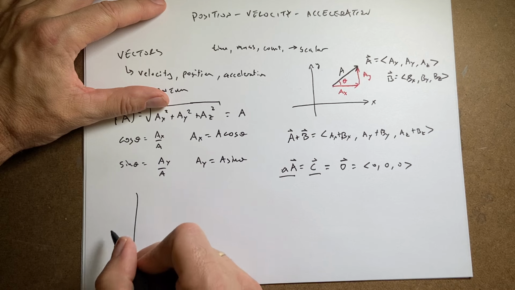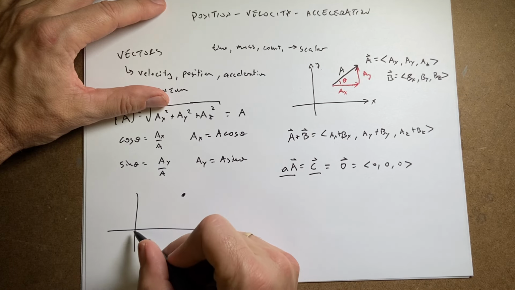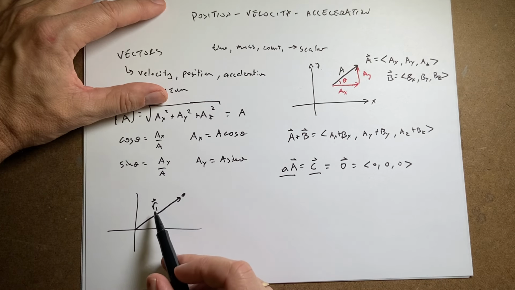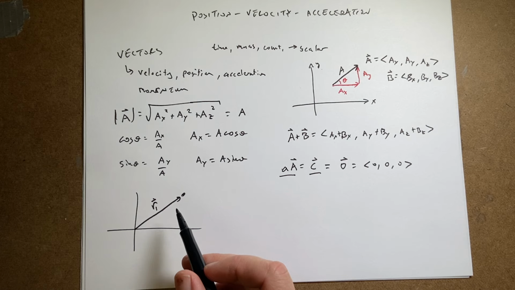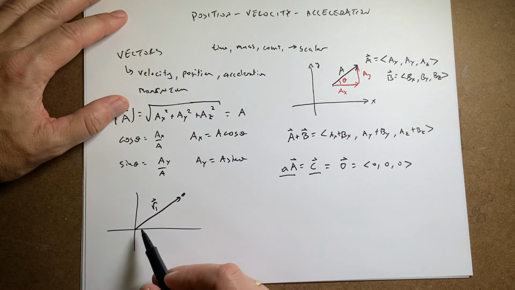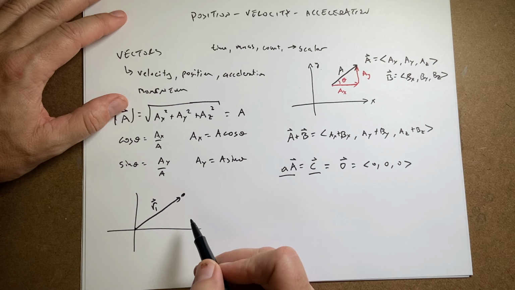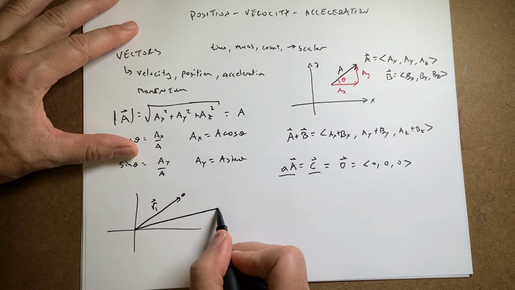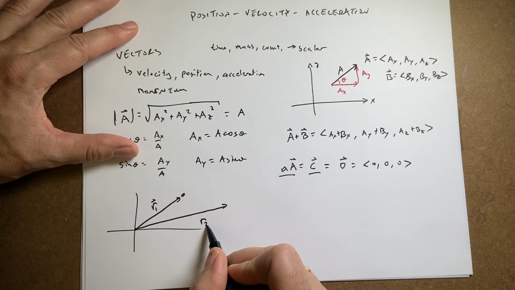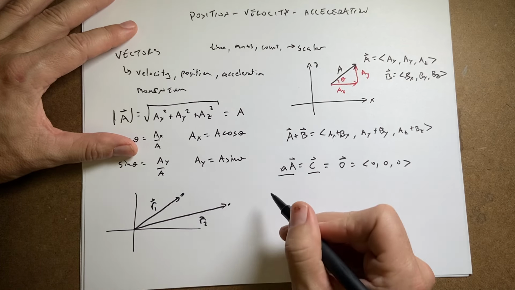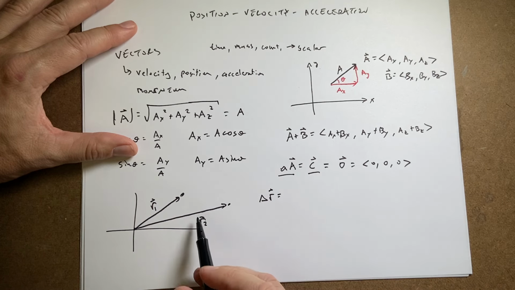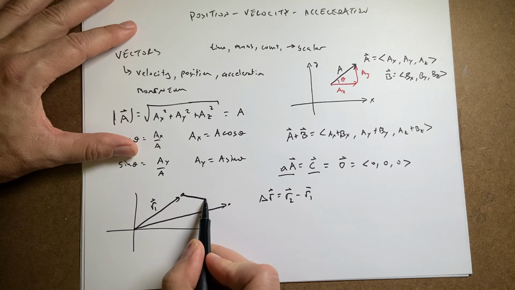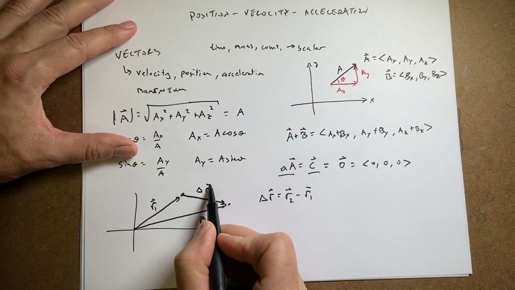Position is a vector. If I take my origin and I have some point up here, I can say this is the position. We use the vector r for that, and it's just a vector that tells you from the origin to the object where it is. Let's say it moves to over here. I'll call that r2. Then what I want is delta r. Delta r is going to be r2 minus r1, and so that's this vector, delta r, the displacement.